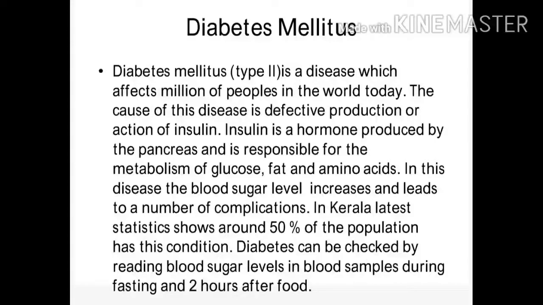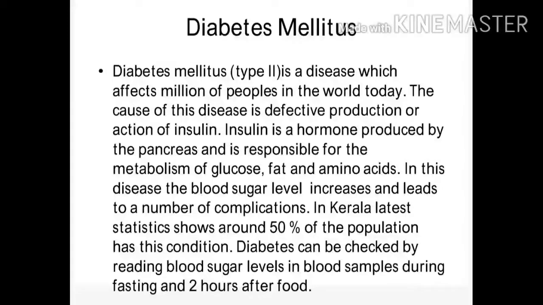Another hypokinetic disease is diabetes mellitus, type 2 diabetes. It is a disease which affects millions of people in the world today. The cause of this disease is defective production or action of insulin. Insulin is a hormone produced by the pancreas and is responsible for the metabolism of glucose, fat and amino acids. In this disease, the blood sugar level increases and leads to a number of complications.